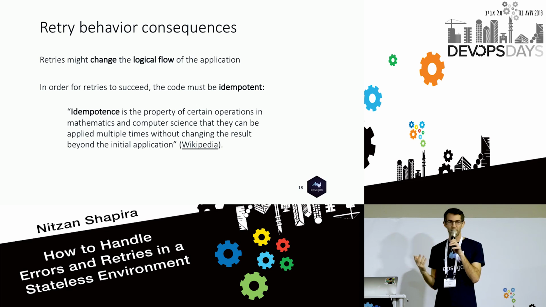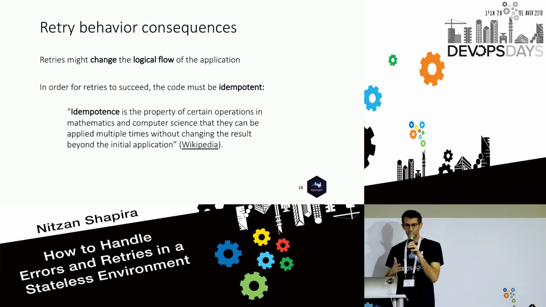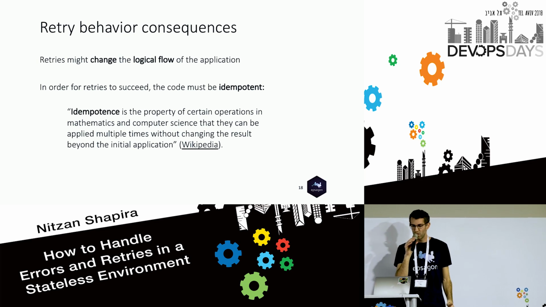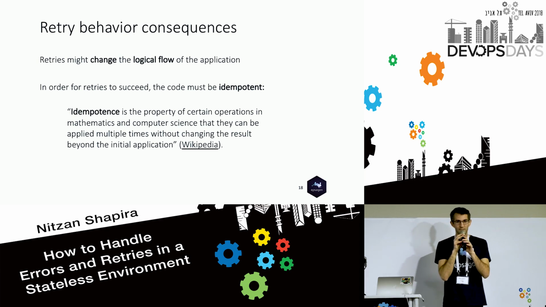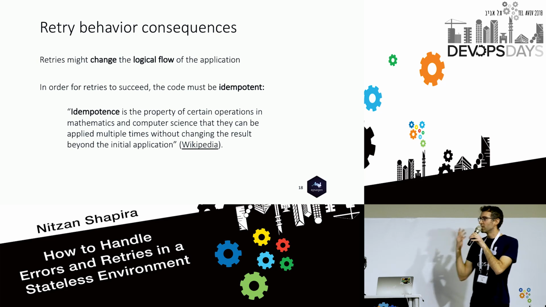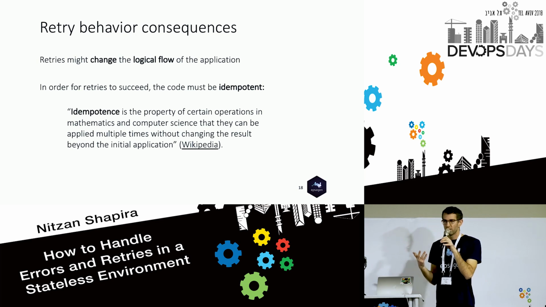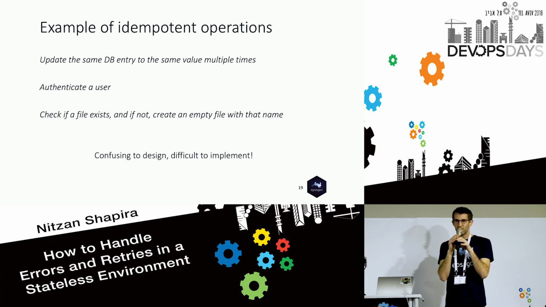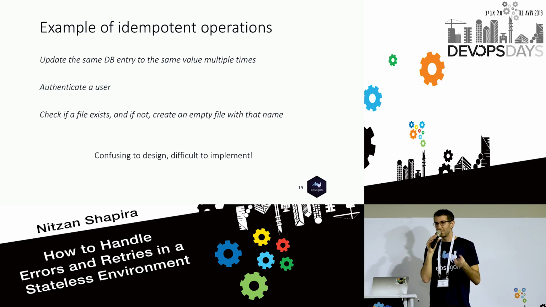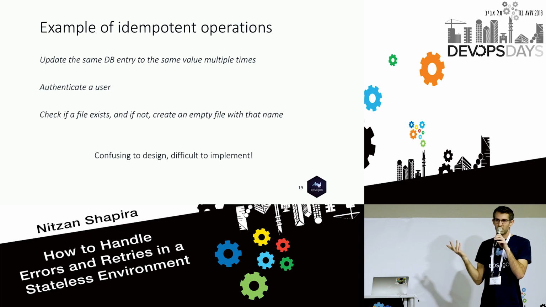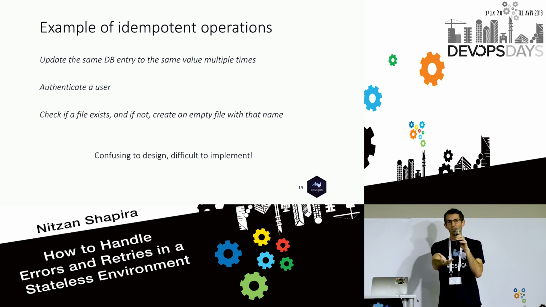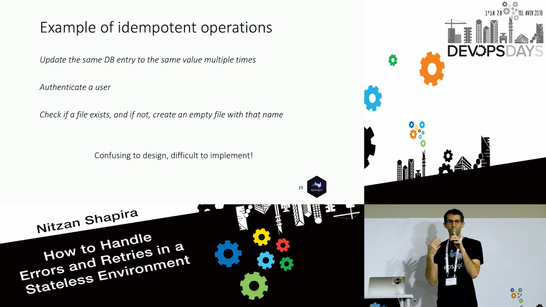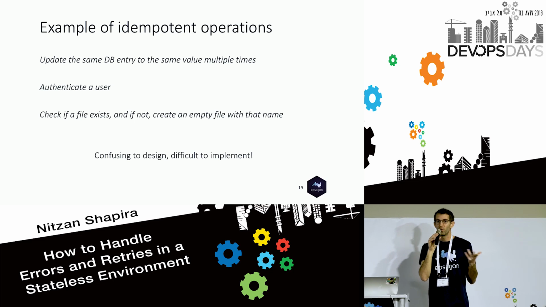So this is a mathematical property that, as described in Wikipedia, is a property of certain operations in mathematics and computer science that they can be applied multiple times without changing the result beyond the initial application. So in some situations, when the application has this property, you can do things multiple times. Some examples: if you update the database, you can do it more than once, it's going to stay the same, as long as nobody else is trying to do it at the same time as you. If you want to authenticate the user, you can do it twice, because it will remain authenticated. And the same for checking if a file exists. If it doesn't exist, you create it. If not, it's okay. So these are things that you can do more than once.